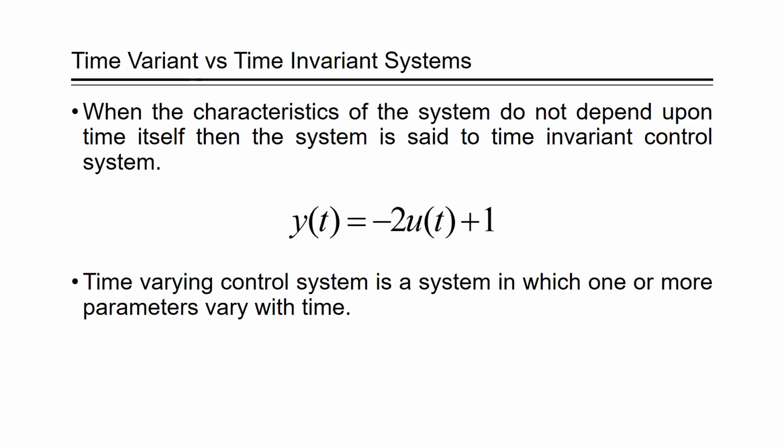But in time varying control systems, one or more of the system parameters vary with time. So if you look at this equation, 2u(t) - 3t, that part 3t, if you change the value of t multiple times, it would affect the total value of y. Because t is not the time domain operator, it's actually a variable in that equation.